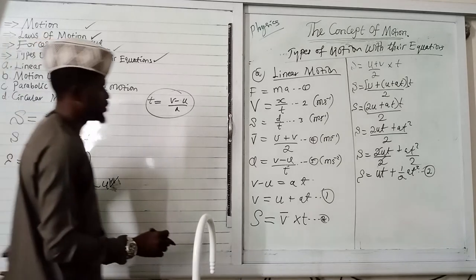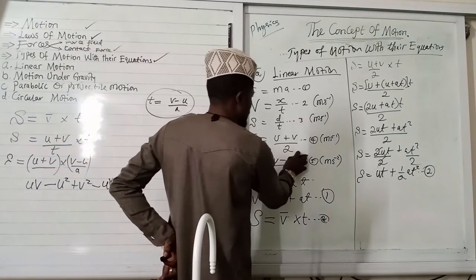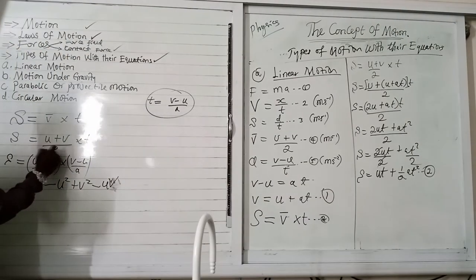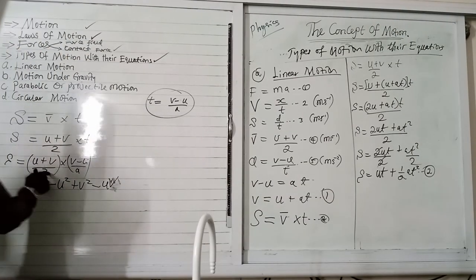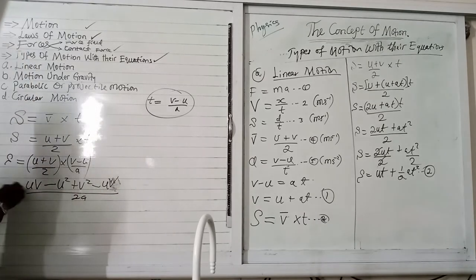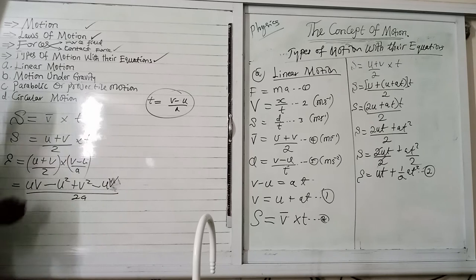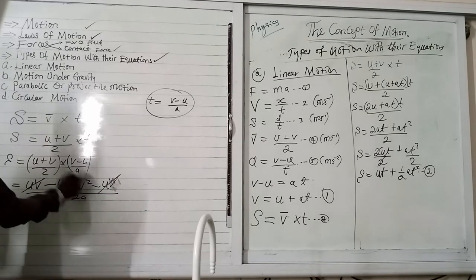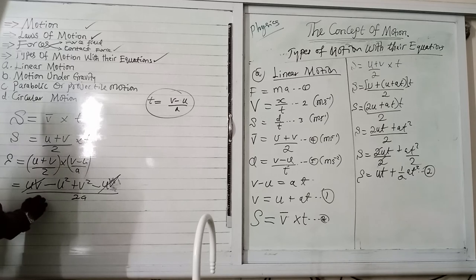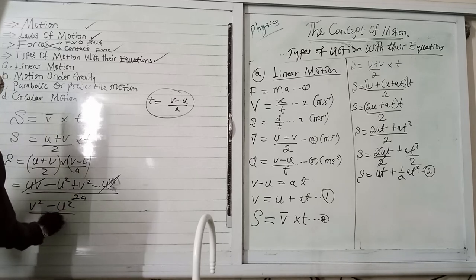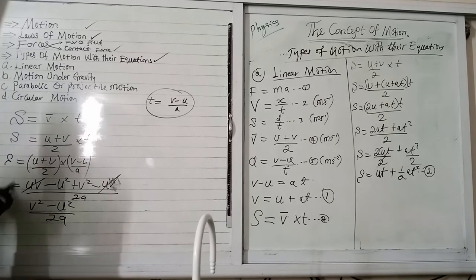Sorry, this is supposed to be 2 here, good, 2 here. So at this and this, we have all over 2A. This is equal to that. So mathematically, this and this we strike out so that you rearrange so that you have V square minus U square divided by 2A. Good, divided by 2A. So your S is equal to this.